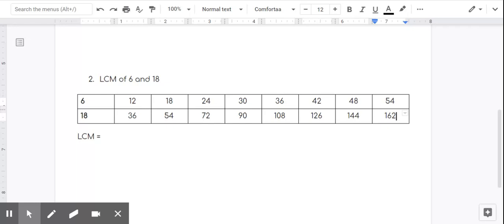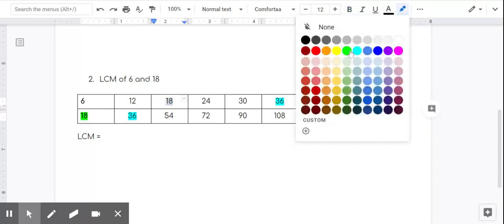Okay, now step 2 is we identify the common multiples. So a number that's in the row of 6s and 18s. Now there might be more than one, and in this case there is. So we have the 36, but we're also going to have the 18. And it is okay that 18 was one of our numbers, because 18 is still a multiple of 18.